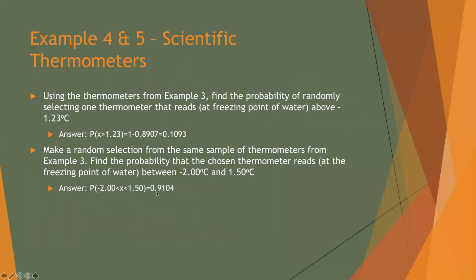So that's how you can find that 0.9104, okay? As a check digit for 1.50, by the way, you should find 0.9332. And for a negative 2.0, you should find 0.0228. When you subtract the difference between them, that's how you get the 0.9104. In other words, about 91% of thermometers will read between negative 2 degrees Celsius and 1.5 degrees Celsius.